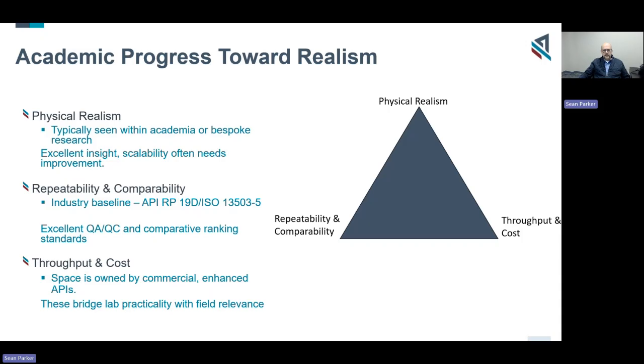Where I'm looking is trying to get us to where we're still working off of these API standards, but bridging that gap towards the physical realism. And this is more about sequencing. Again, we're not replacing, but sequencing from this repeatability and comparability and adding in this physical realism. And I'll get more into that in just a second.